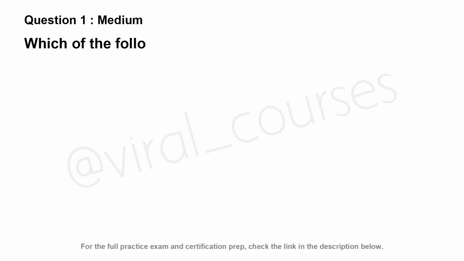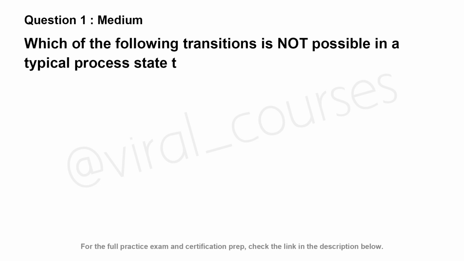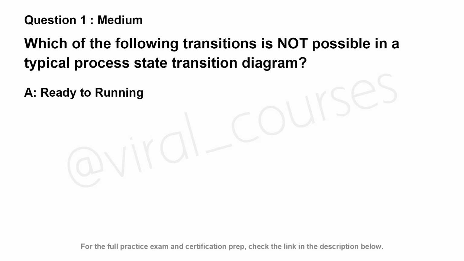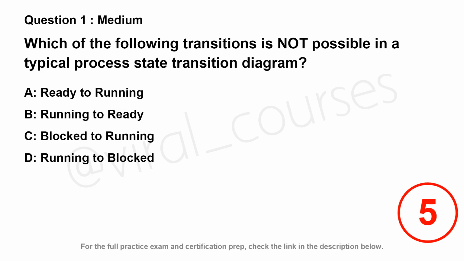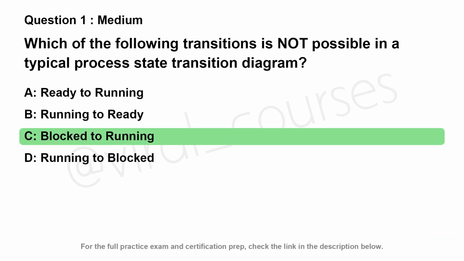Which of the following transitions is not possible in a typical process state transition diagram? Option A, ready to running. Option B, running to ready. Option C, blocked to running. Option D, running to blocked. The correct answer is C.